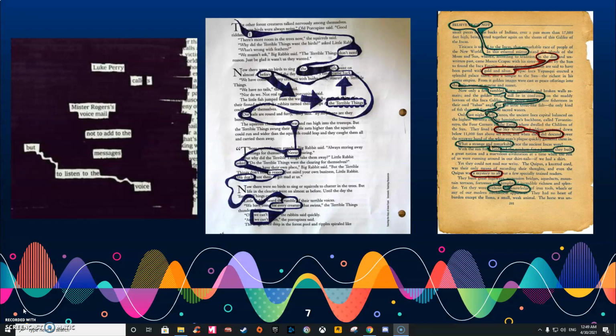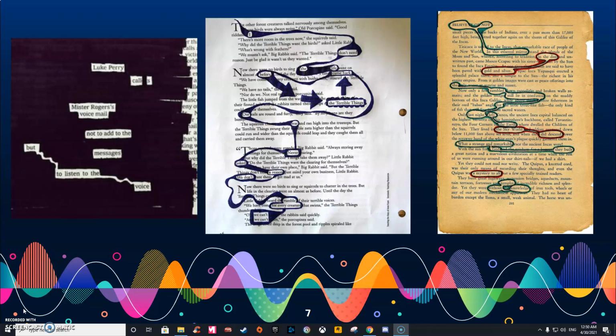So the first one we can see here, this one's actually called a Blackout Poem. I think these are pretty interesting because, again, you can see it was a complete page of text, and now there's very little left on this page. Let me read this one to you. Luke Perry calls Mr. Rogers' voicemail, not to add to the messages, but to listen to the voice. It's a really cool poem. I have no idea where this page came from, what book it was in, but the example is super cool.